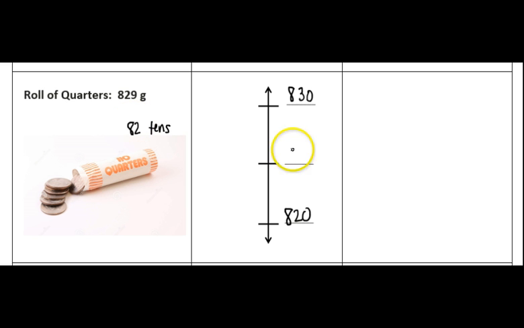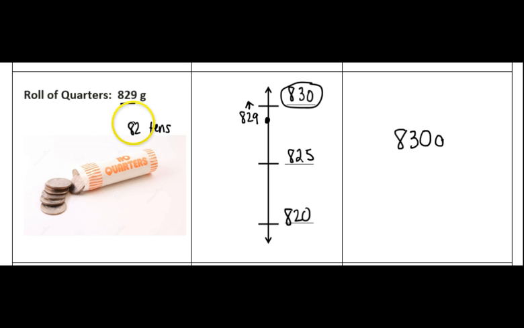The midpoint would be 825. Now let's show 829 on the number line, just below 830. And since it's above the midpoint, we'll round that up. That means 829 grams rounded to the nearest 10 equals 830 grams.